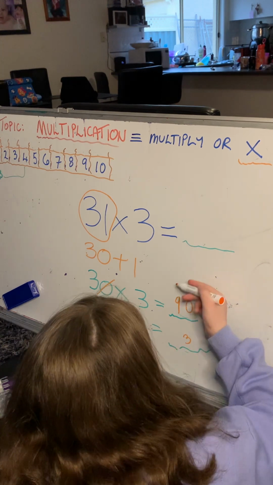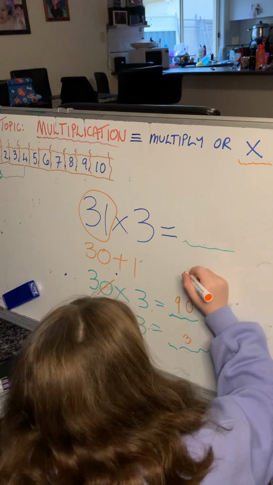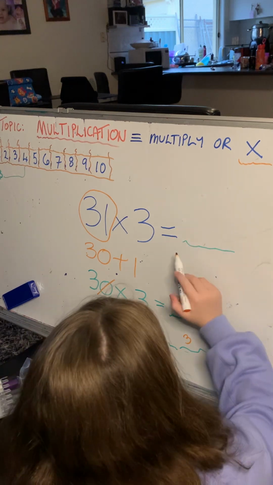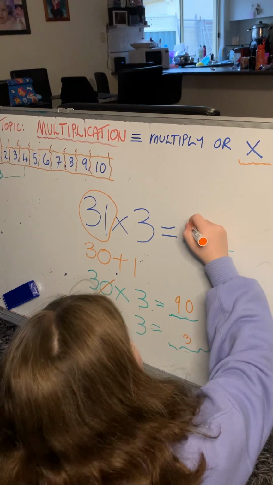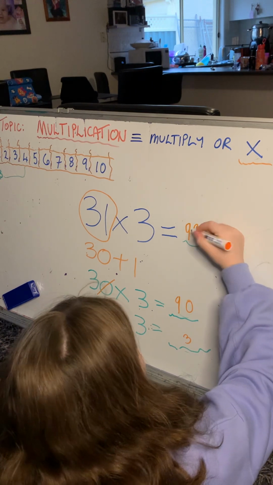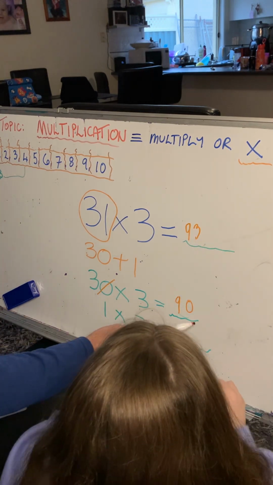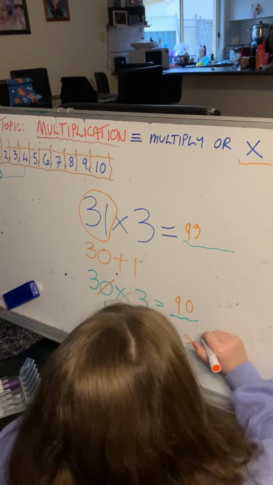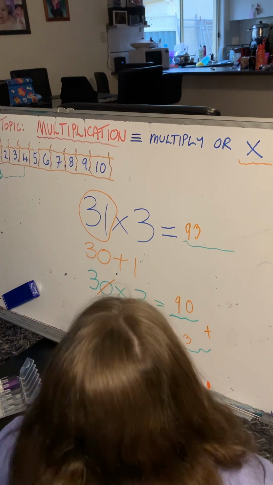And then you're going to add them together. So then you'll have your answer here, which is 93. Good, which is 90 plus the 3. And just to go back here, good, Logan, well done, that's really good, Logan.